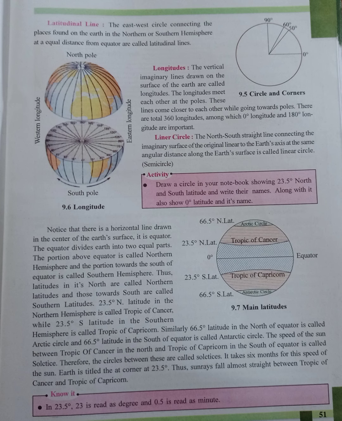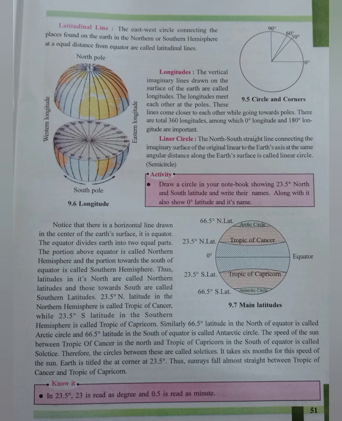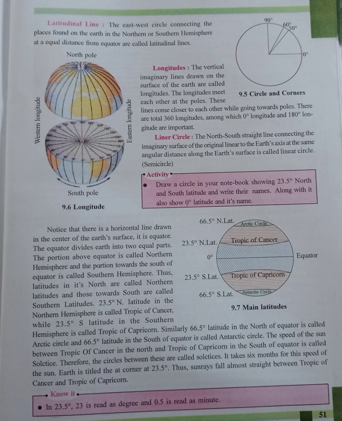Latitudinal line. The east-west circle connecting the places found on the earth in the northern or southern hemisphere at an equal distance from the equator are called latitudinal lines.